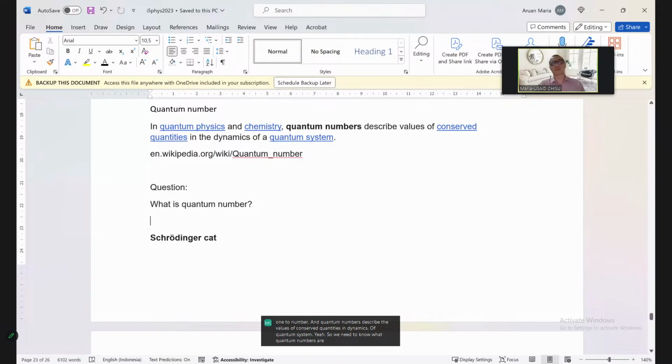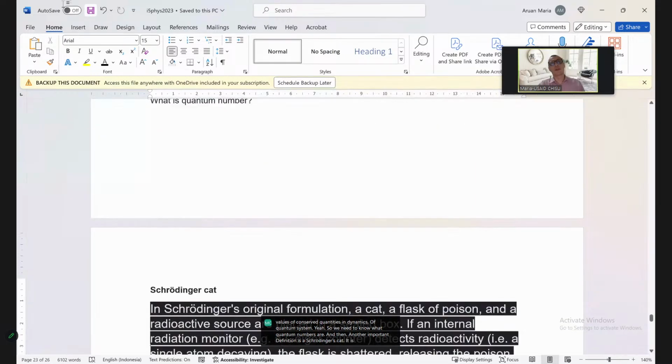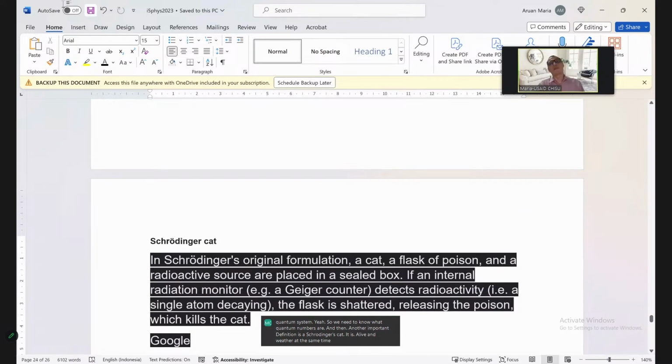definition is Schrödinger's cat. It is alive and well at the same time until we open the box. Then we can see whether it is alive or not alive. So it's just like a quantum system. It is in many states at the same time until you measure the state. And when you measure, then you see in what specific state your quantum system is. Just like when you open the box, you can see whether the cat is alive or not alive. It's taken from Google.